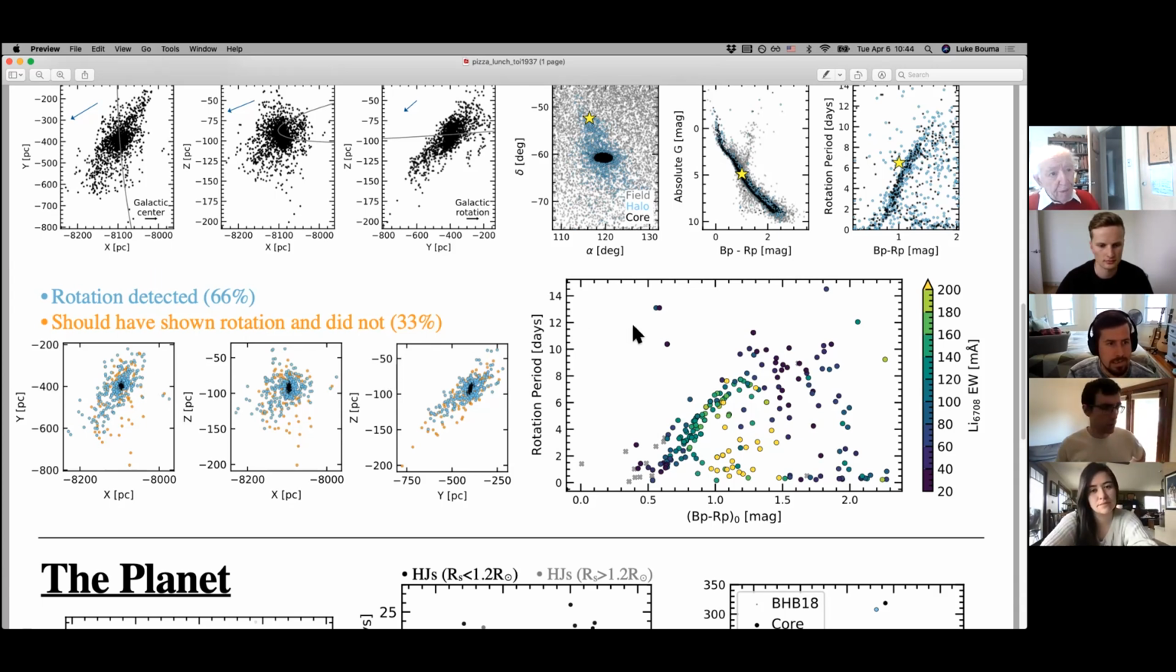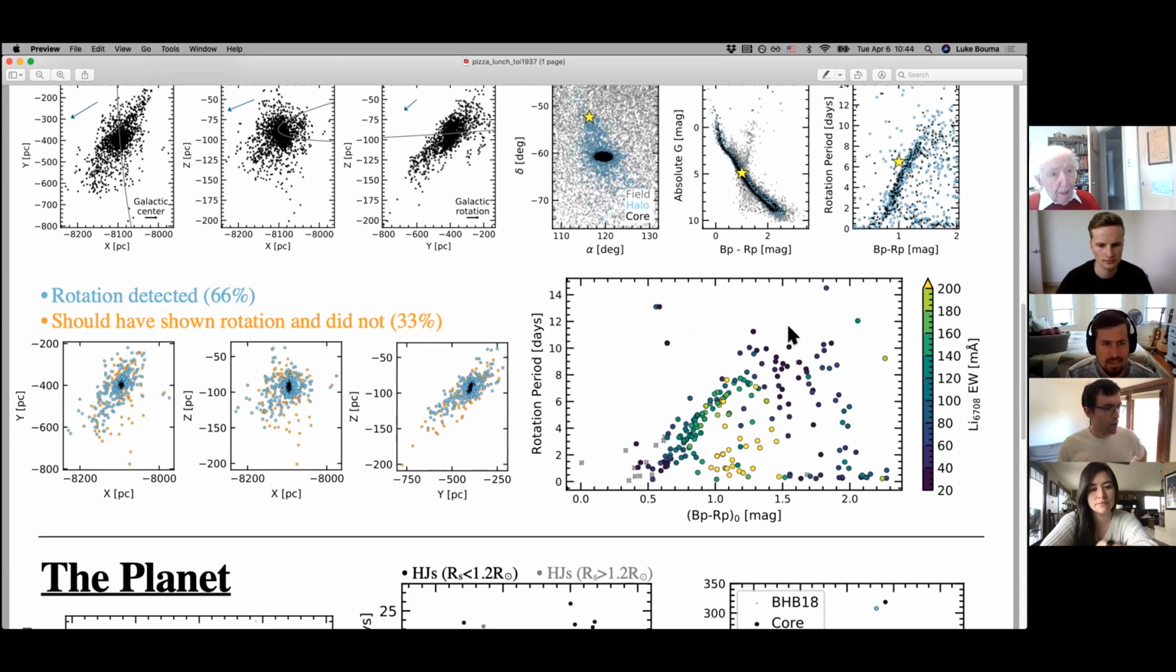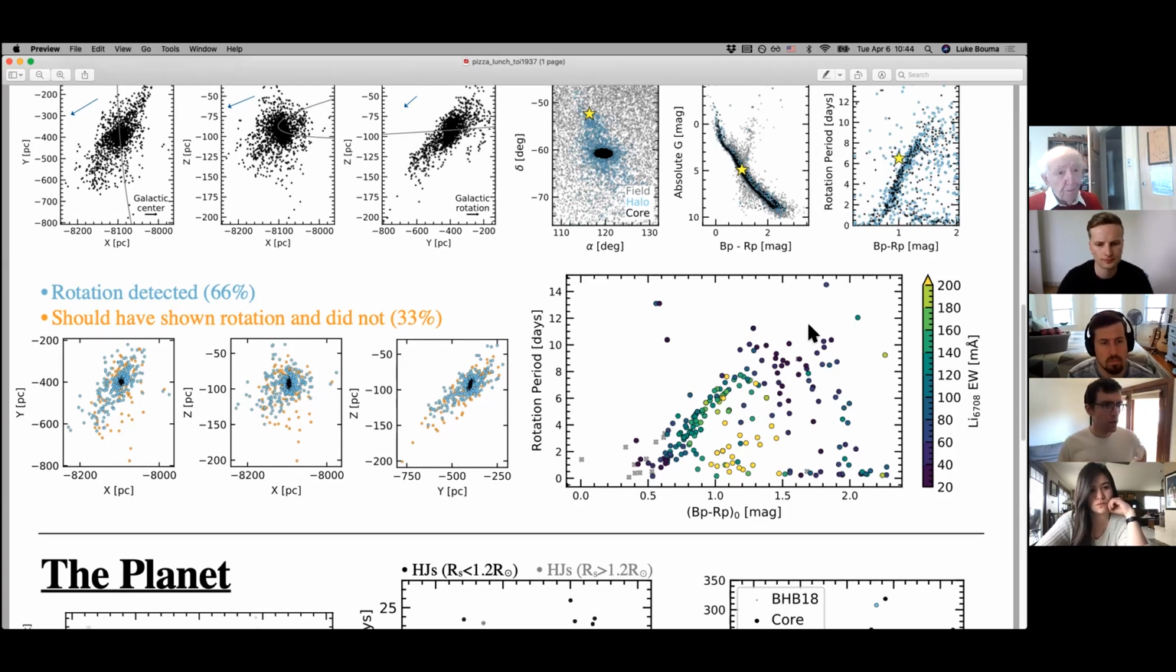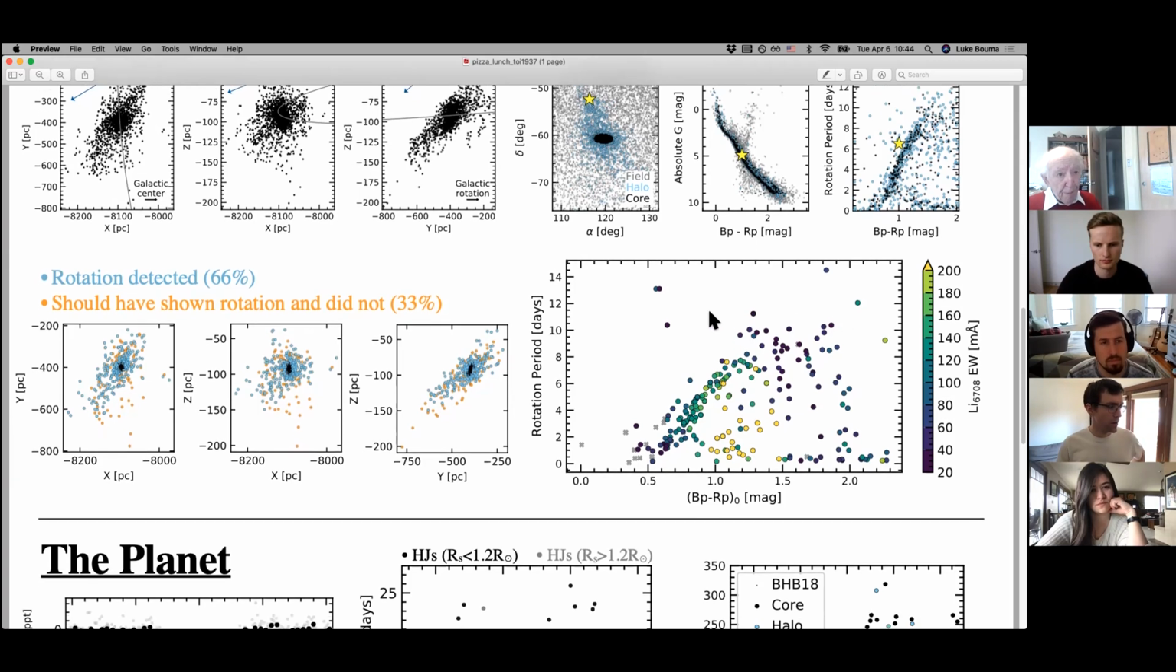I'll also just briefly mention that we looked at the lithium content of the stars as well using ground-based spectroscopy. This is another youth indicator that we can have. And generally speaking, they all support the same story, that the halo is younger than field stars and has a consistent age as the core. So let me go ahead now and talk a little bit about the planet.